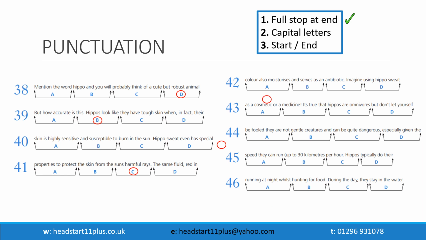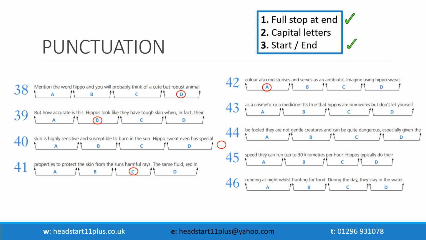42, now this is another one where you need to go back to the previous one to be able to find the answer. The answer is A. The reason it's A is because we need a comma. So at the minute, the sentence sounds like this. If we go back to 41, it says, the same fluid, red in colour, also moisturizes and serves as an antibiotic. Whereas when we read it, it should say, the same fluid, red in colour, also moisturizes and serves an antibiotic. So we would need our comma after colour.